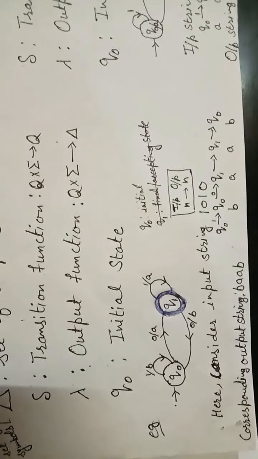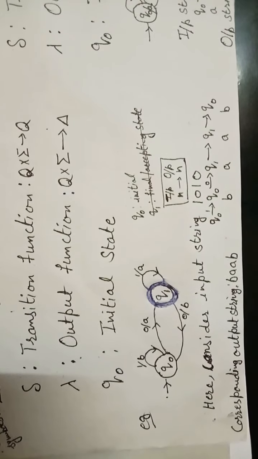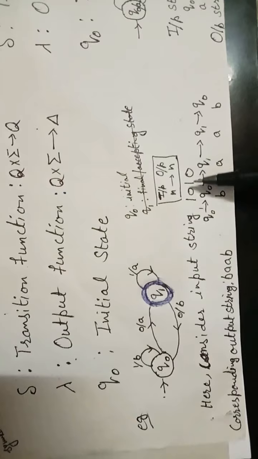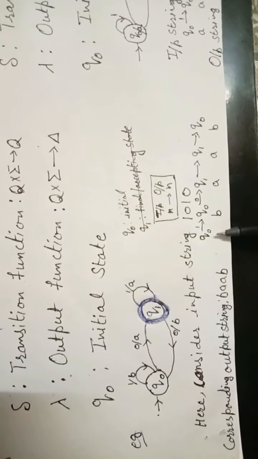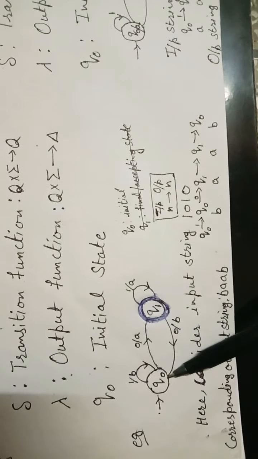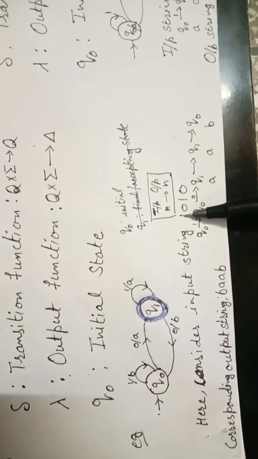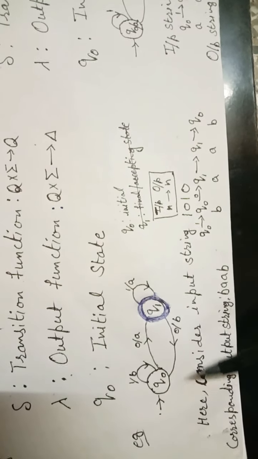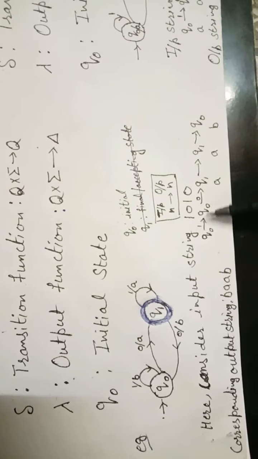Now let's see, if the input string is given for a Mealy machine, then how to find the corresponding output string. Suppose the input string is 1010, and now we try to find the output string. Because Q naught is the initial state, we start from Q naught. Now when the input is 1, from this diagram you can see Q naught goes to Q naught. So here I write Q naught to Q naught.